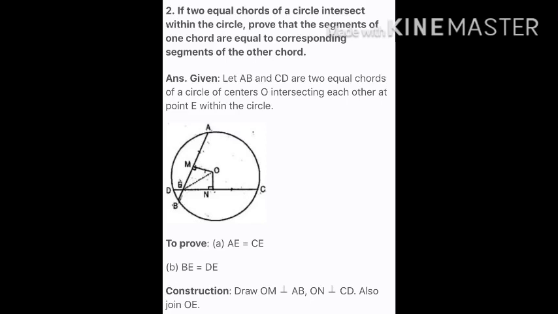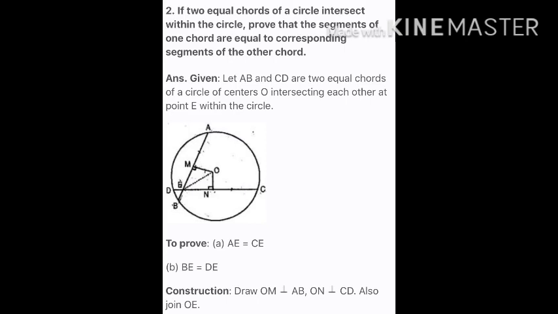Now the question number 2. If two equal chords of a circle intersect within the circle, prove that the segments of one chord are equal to the corresponding segments of the other chord. First draw the figure like this and mark the points. Now given, let AB and CD be the two equal chords of a circle with center O intersecting each other at point E within the circle.